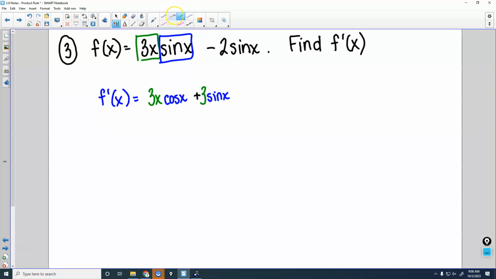Now, this stuff right here is only the derivative of that first part. I also need to take the derivative of the negative 2 sine x. What is the derivative of sine x? Cosine x. So that's just going to be minus 2 cosine x. There's really not even anything to clean up there. That's pretty much just your answer. So 3x cosine x plus 3 sine x minus 2 cosine x. Okay here?